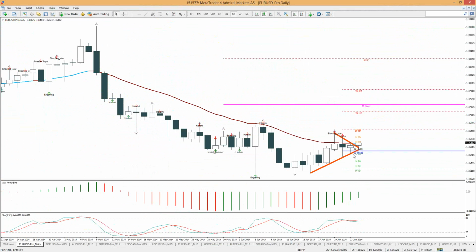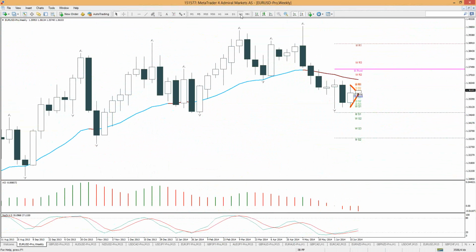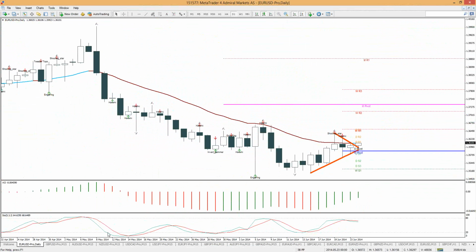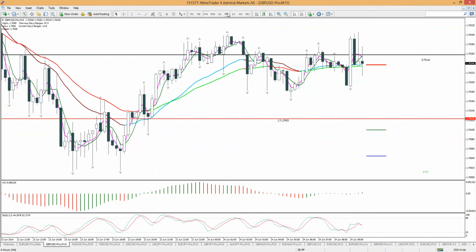Other than that, this is the daily chart. You see slow upside, big wicks yesterday at the bottom. That's about it. Nothing else to add besides that. If you have questions, let me know. Otherwise, let's take a look at the pound dollar.